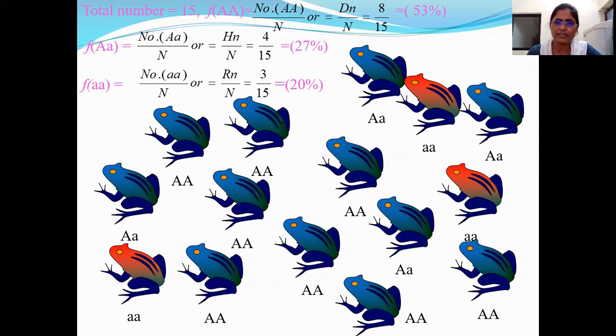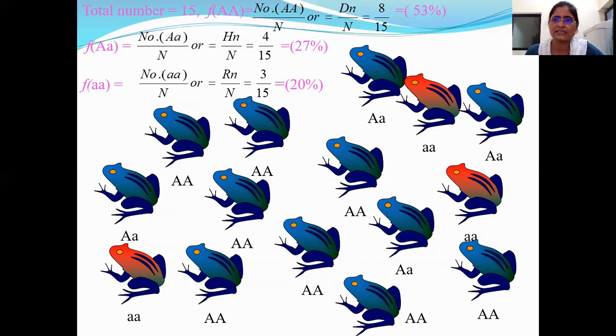Here our total number of individuals in the frog population are 15. 1, 2, 3, 4, 5, 6, 7, 8, 9, 10, 11, 12, 13, 14, 15. So we will have 15 frogs. So frequency for capital A, that is homozygous dominant, equals to frequency of AA upon N. So Dn equals to 8, means here 1, 2, 3, 4, 5, 6, 7, 8. So total number of homozygous dominant genotypic frogs are 8 upon total number of individuals present in the population are 15. So it equals to 53%.